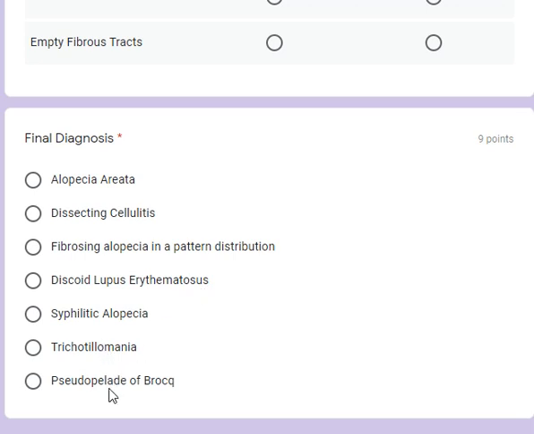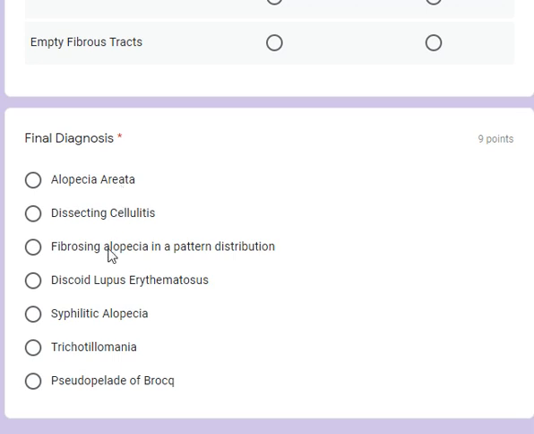Trichotillomania, there's no trichomalacia. Pseudopelade of Brocq is essentially a dustbin diagnosis where you see end-stage scarring alopecia. You don't even see an inflammation, you just see a lot of scarring and absent hair follicles, and you actually don't know what the diagnosis is. And so it's a dustbin diagnosis, and nowadays we don't use this name anymore. Dissecting cellulitis is a neutrophilic scarring alopecia, so that is ruled out. There are no neutrophils, and alopecia areata, I told you, is clinically as well as histologically ruled out.